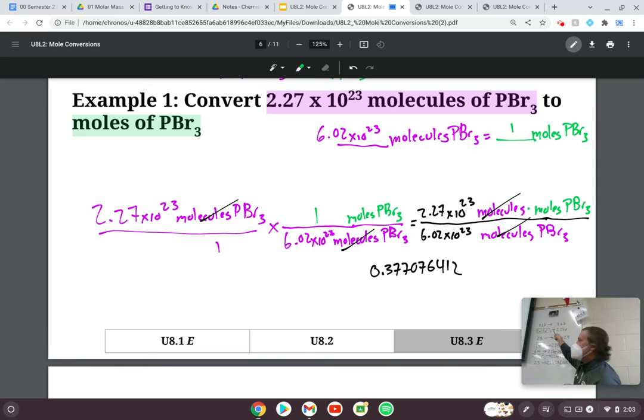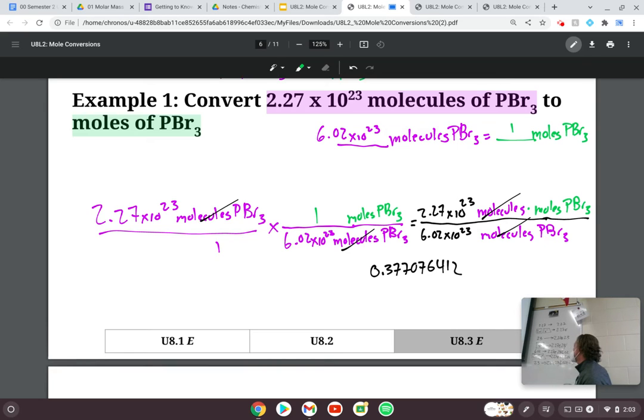So we would take 2.27. If you didn't get the same answer I did, please do this with me. Type in 2.27 and your display will say 2.27. Hit second and then the button above the 7, which is x to the minus 1. And your calculator will say 2.27e. Then type 23, and your calculator will say 2.27e23. Then you hit the division symbol, you get a slash.